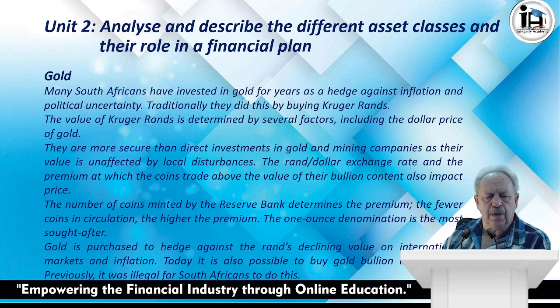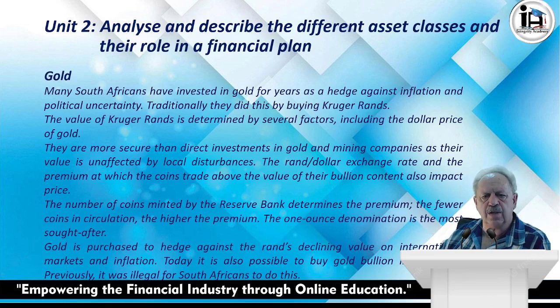Then gold. Many South Africans have invested in gold for years as a hedge against inflation and political uncertainty. Traditionally, they did this by buying Kruger rands. The value of a Kruger rand is determined by several factors, including the dollar price of gold. They are more secure than direct investments in gold and mining companies, as their value is unaffected by local disturbances.